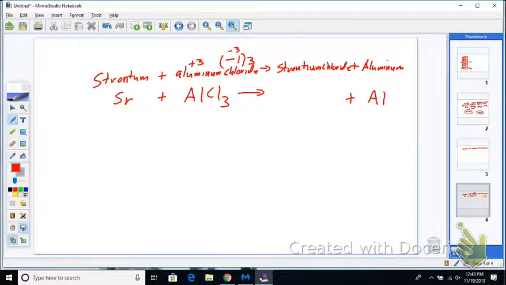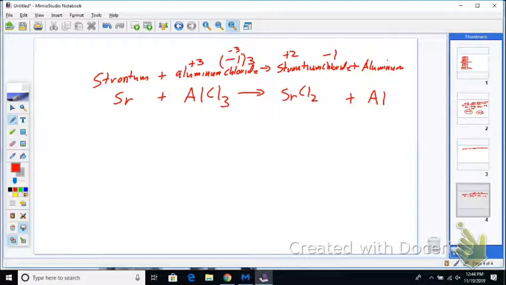We look up strontium, and its charge is a +2. Chlorine's a -1, so then that formula is what? SrCl2. Any questions with that? So, this is what I want you to do to practice for tomorrow. Balance that equation.